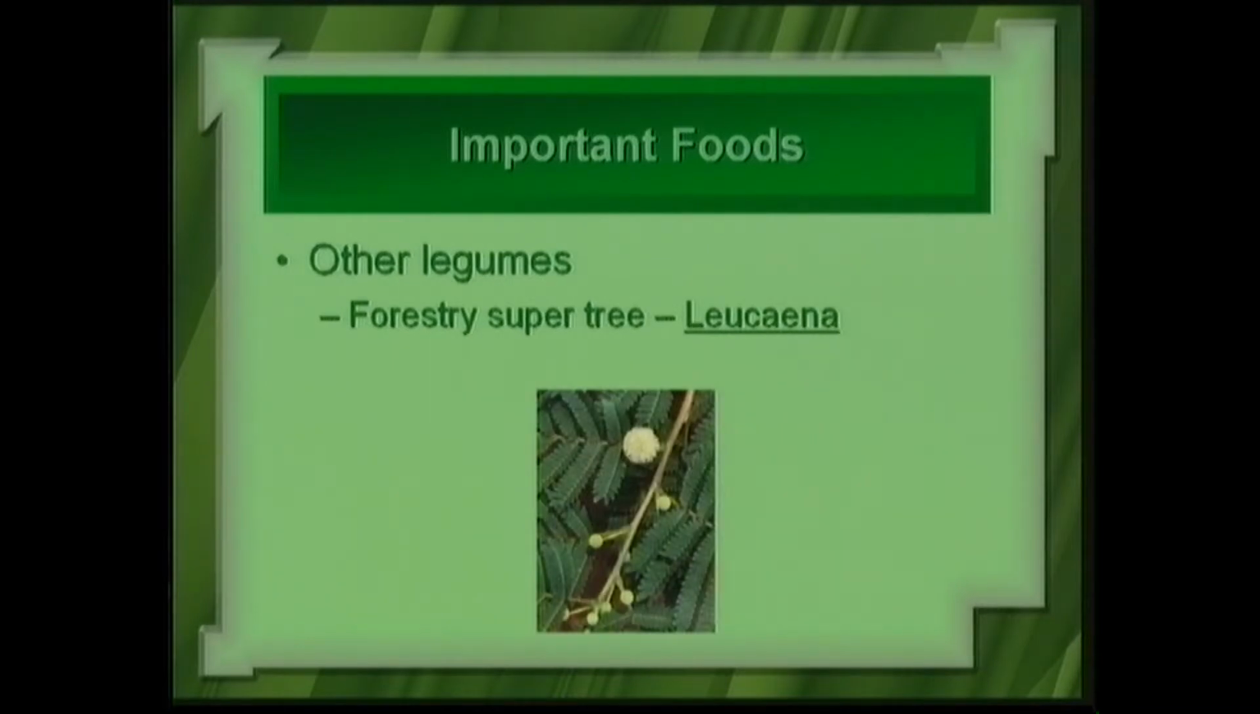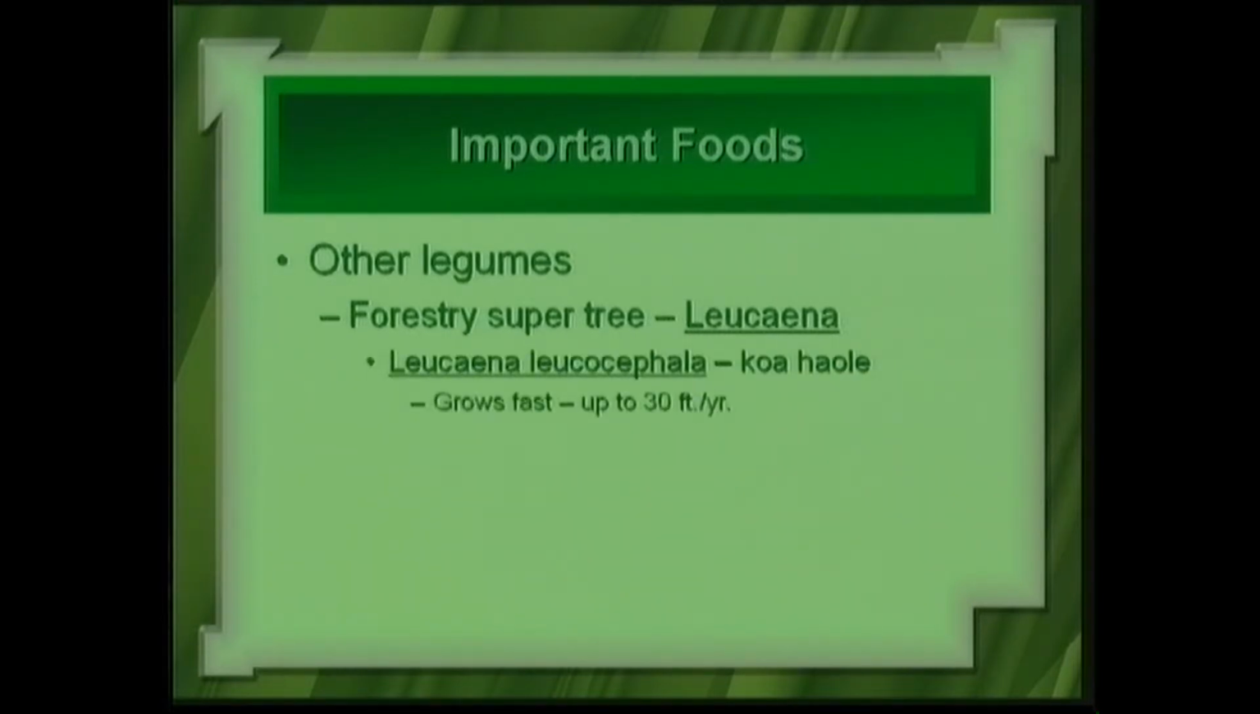For one thing, remember the lucina, the koa haole that we saw a little bit earlier? Well, some people call it a super tree of the forest. This is a photograph of koa haole as we know it here in Hawaii. People also call it lucina. Lucina is a genus name, and the particular species is Lucina leucocephala. Why is it a forestry super tree? Well, for one thing, it can grow up to 30 feet tall in 1 year. It grows very quickly.